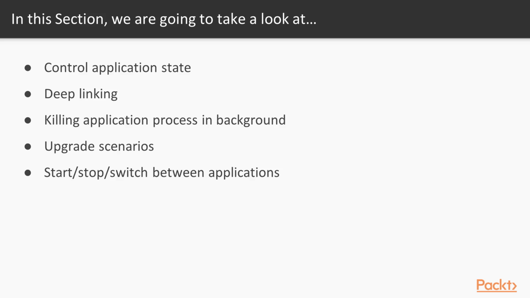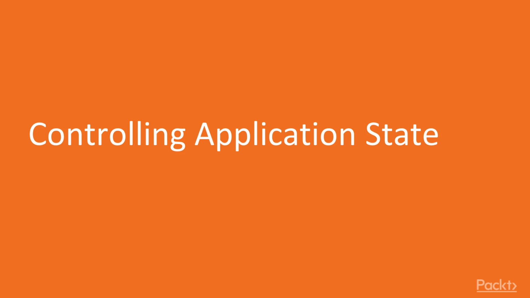In particular, we'll take a look at controlling application state for Android native application, deep linking, killing application process in background, upgrade scenarios, and start-stop switch between applications. And we'll start with the first video of controlling application state.